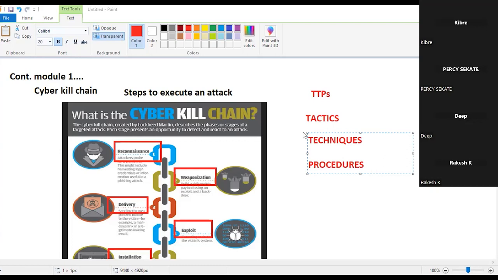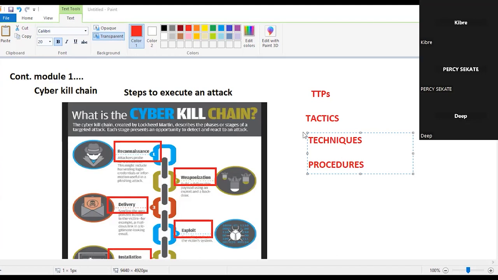Then comes the technique. In technique, the hackers, or let's just say we, the ethical hackers, decide various methods: which tool and which malware kit they are going to use to execute the attack, and which attack surfaces and attack vectors they are going to use. Like phishing, SMSing, whaling, delivery, all of that comes into technique. And now the procedure: how the attack is going to come into action, how we are going to take it into action.